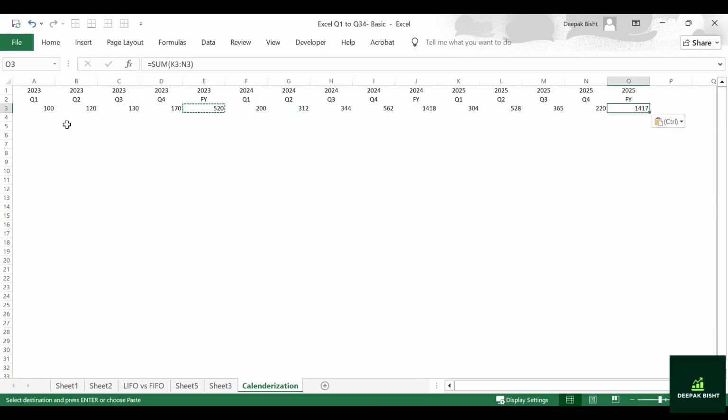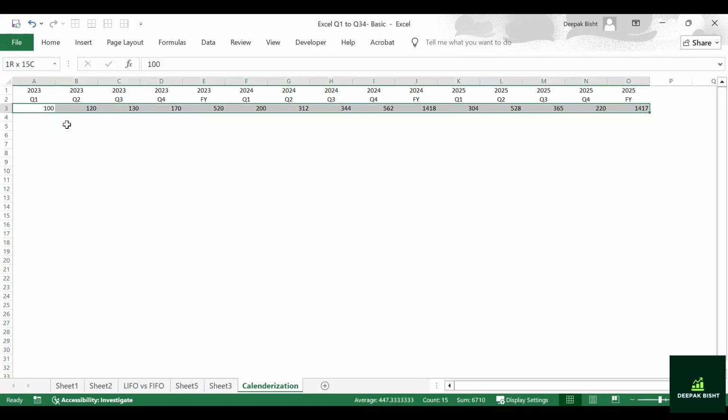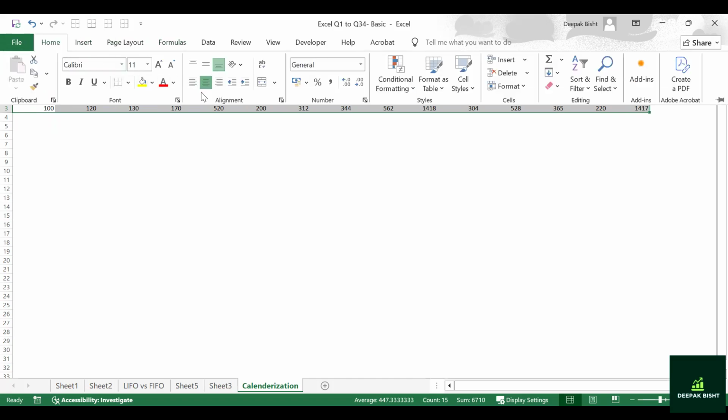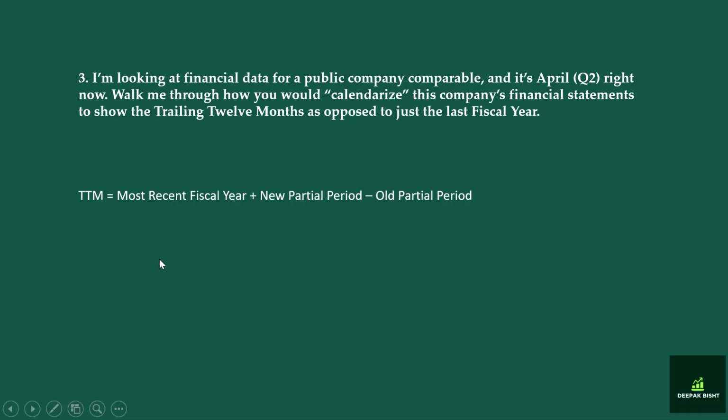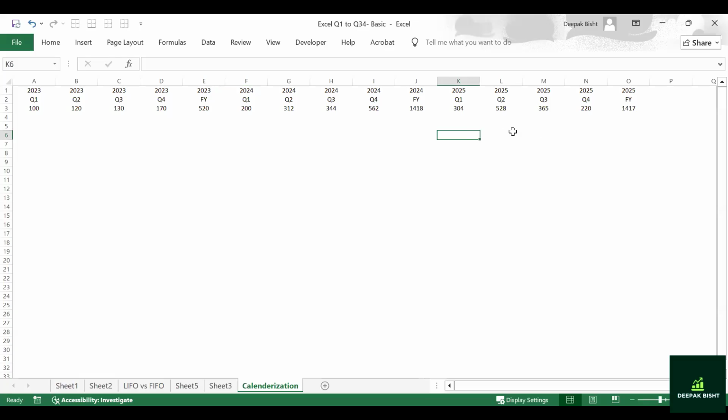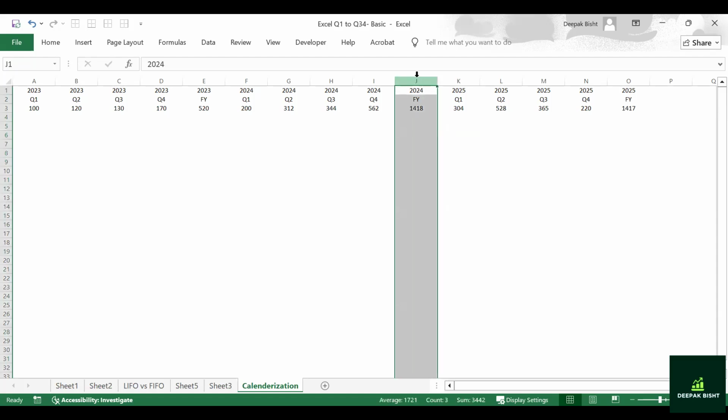So what the question was asking is, if I were to calculate the trailing 12-month balance, it is nothing but, all right, just give me one moment. I'm sharing my screen back again. So here, trailing 12 months, how do you find that? Most recent fiscal year, we add the new partial period and we subtract the old partial period. Here is the most recent fiscal year.